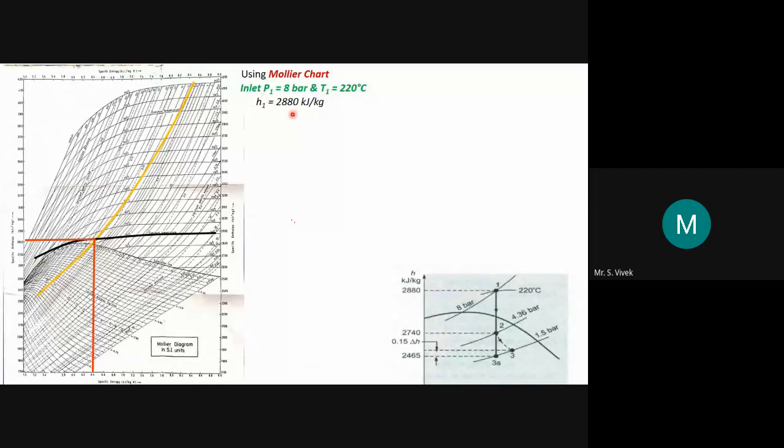The exact calculation data will not match the Mollier chart. So don't confuse it with that. The entropy value, what is the entropy value?